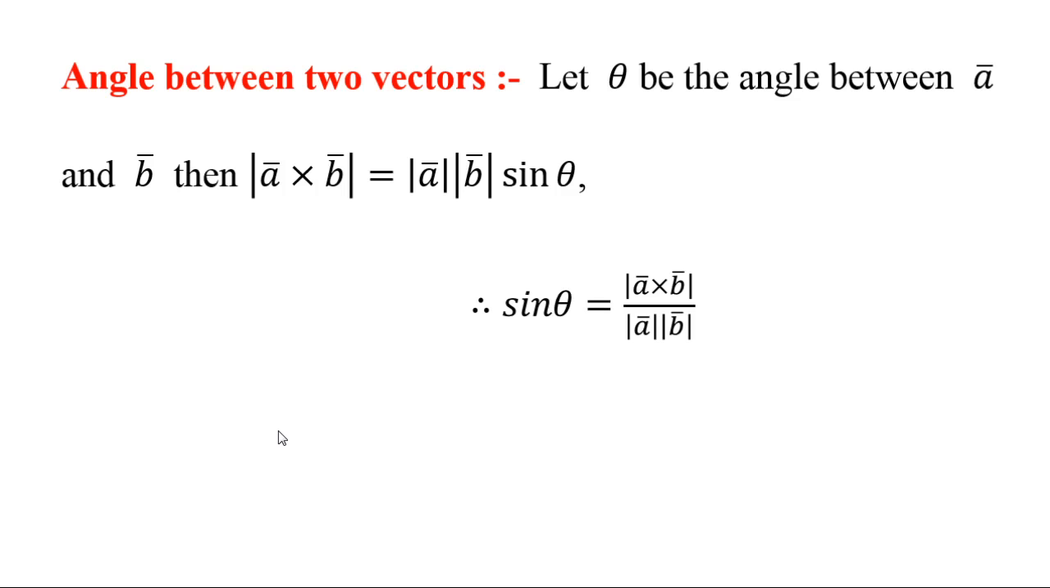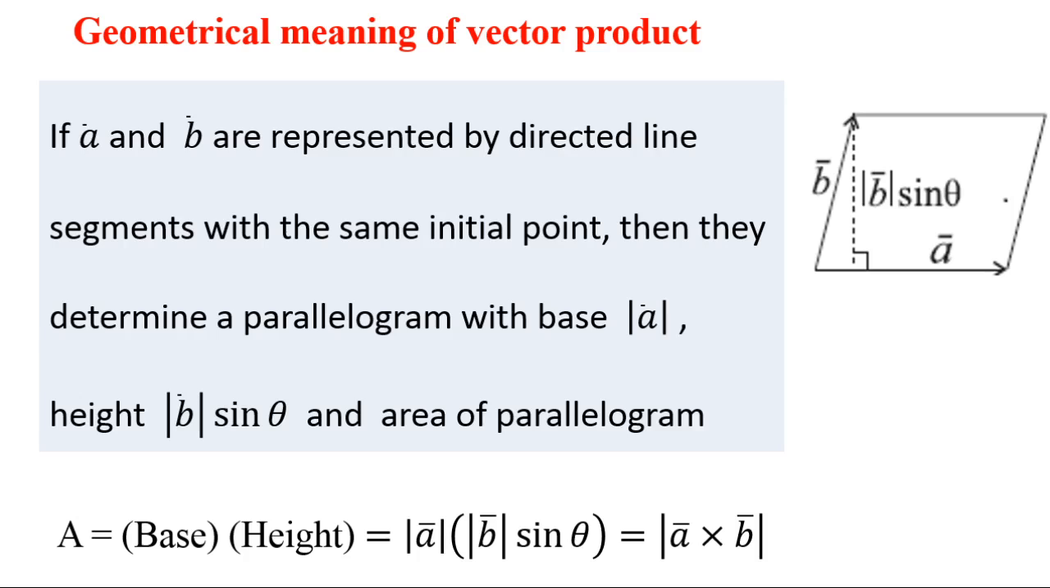Now, we will talk about angle between A bar and B bar. We already know one formula for angle between A bar and B bar, that is cos theta is equal to A bar dot B bar upon product of their magnitudes. Now this formula gives us sine ratio of angle between them. Let theta be angle between A bar and B bar, then magnitude of A bar cross B bar is AB sine theta, and therefore sine theta is equal to magnitude of A bar cross B bar divided by product of their individual, means separate magnitudes. So this is formula for angle between them.